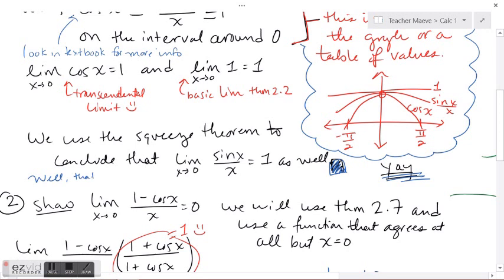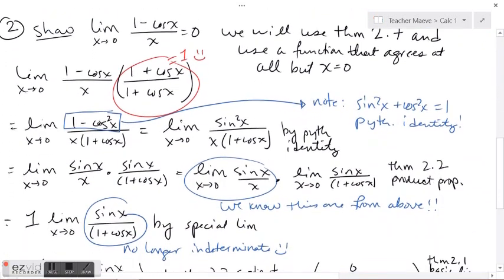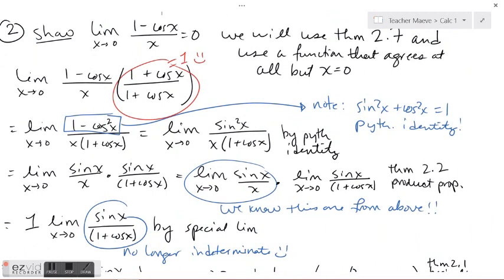We use the squeeze theorem to conclude, therefore, that our limit of sine of x over x is also 1. Well, that was easy. It was really that easy.